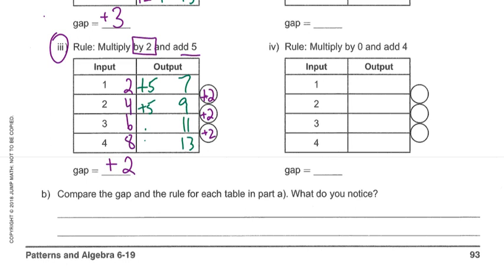So it says B, compare the gap and the rule for each table in part A. What do you notice? Hopefully something jumps out to you, and I've tried to color code it as well. What do you notice? Let's move on.